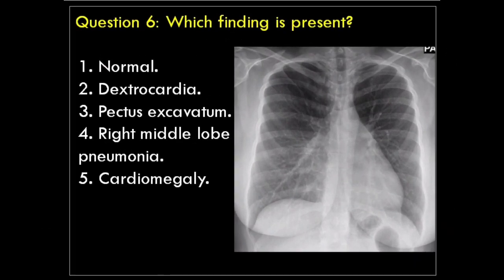Question 6. Which finding is present? 1. Normal. 2. Dextrocardia. 3. Pectus excavatum. 4. Right middle lobe pneumonia. 5. Cardiomegaly.